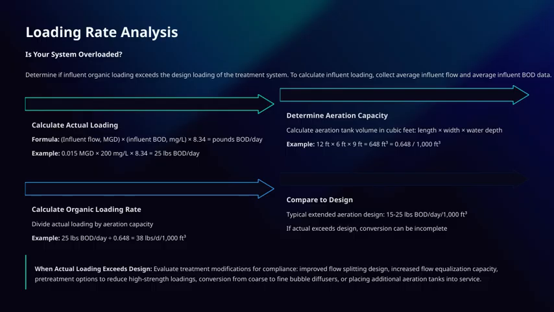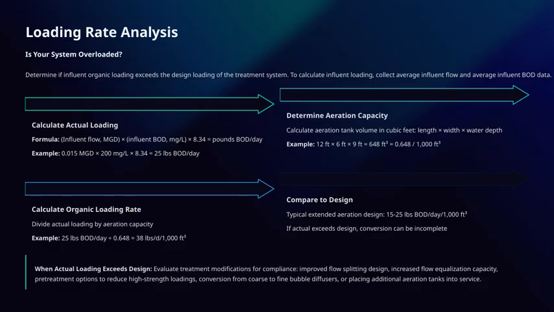Now, to find the organic loading rate, we divide the actual loading, our calculated pounds of BOD per day, by the aeration capacity in thousands of cubic feet. Using our example, 25 pounds divided by 0.648 equals about 38 pounds per day per 1,000 cubic feet. It's important to compare this value to the design standards. Typically, for extended aeration systems, the design range is between 15 and 25 pounds BOD per day per 1,000 cubic feet. If your actual loading exceeds this range, it suggests your system might be overloaded, and conversion might be incomplete.